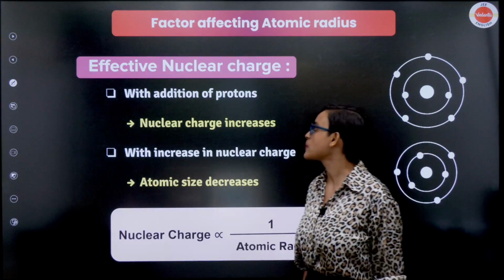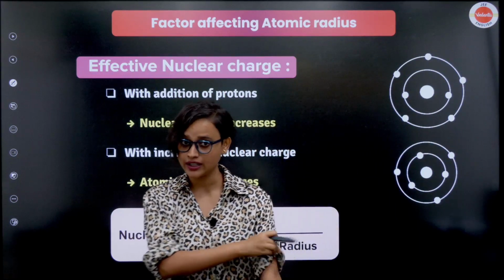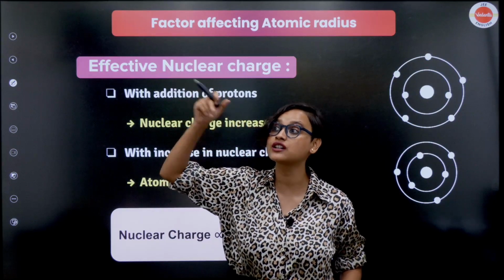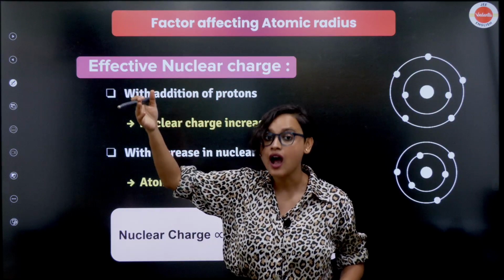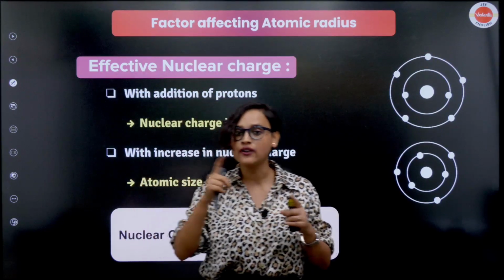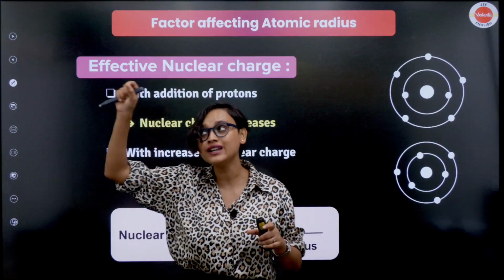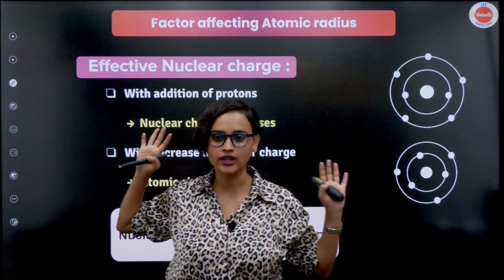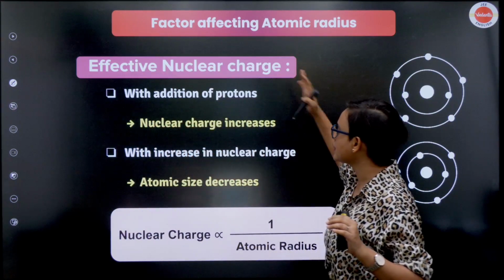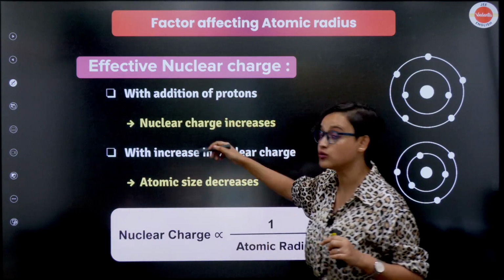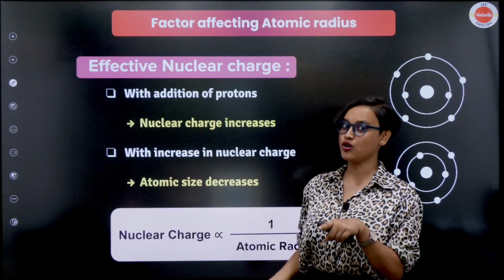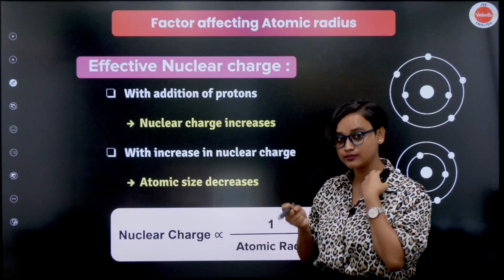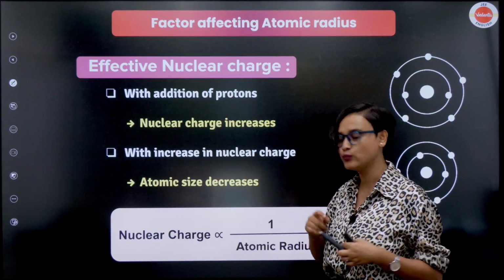Great, amazing. Now we go to effective nuclear charge. Do you know what effective nuclear charge is? It is the nuclear charge that an outermost electron experiences after the shielding effect. Once you have deducted the shielding effect from the nuclear charge, the remaining charge that the outermost electron experiences is called the effective nuclear charge. With the addition of a proton, the nuclear charge increases, of course. If there are more protons and fewer electrons, the positive charge is greater, so it will pull the electrons closer, just like Spider-Man did.